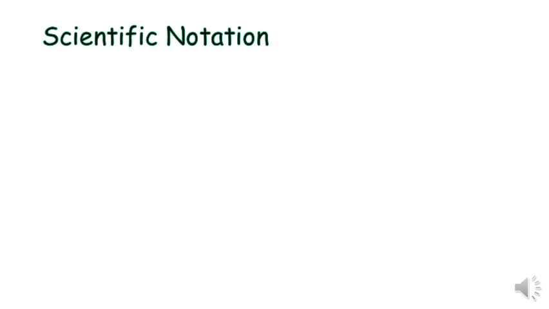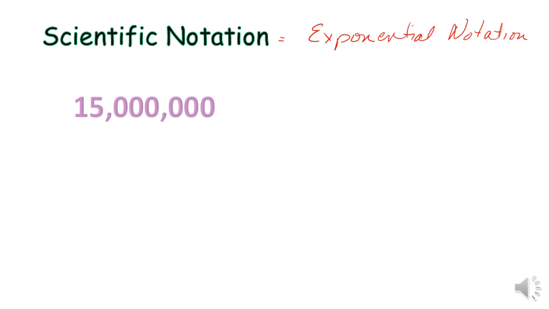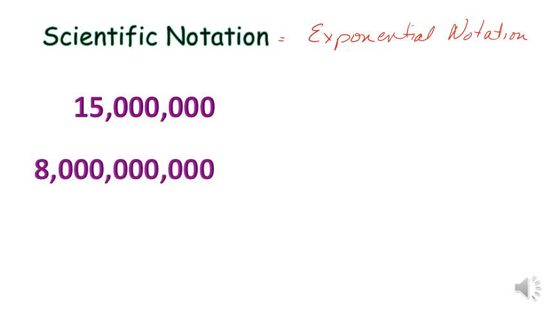Before we can get to metric measurements and units, I just want to review some basic number information. Scientific notation is also called exponential notation. Gosh, I hope I spelled that correctly. You've had this in math class before. You take a number like 15 million, and writing all those zeros is a major pain. So you need to convert that to scientific notation.